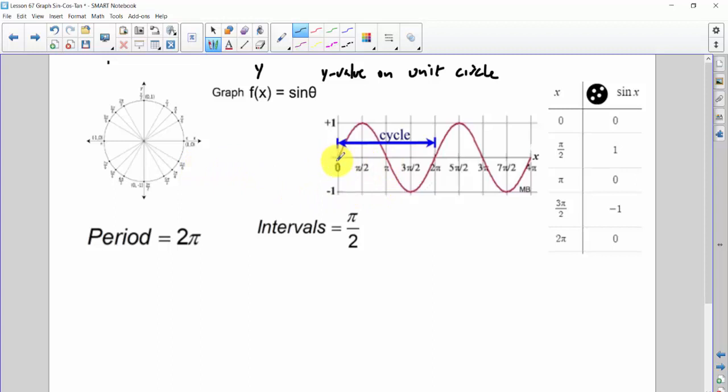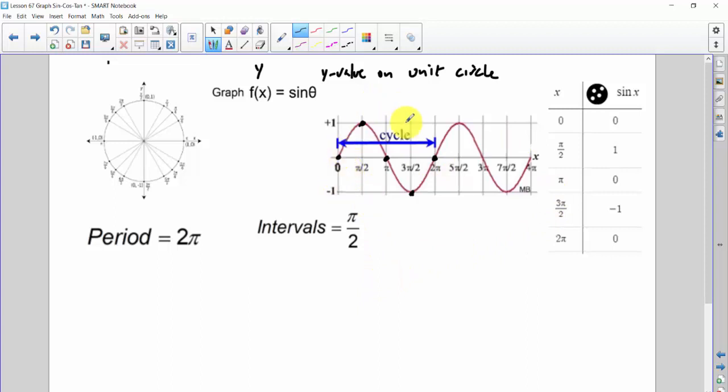And if I graph all those, here's 0, 0, pi over 2 and 1, pi 0, 3 pi over 2, negative 1, and back at 2 pi we're at 0. And it repeats itself over and over again. They call this a periodic function because it repeats over and over.